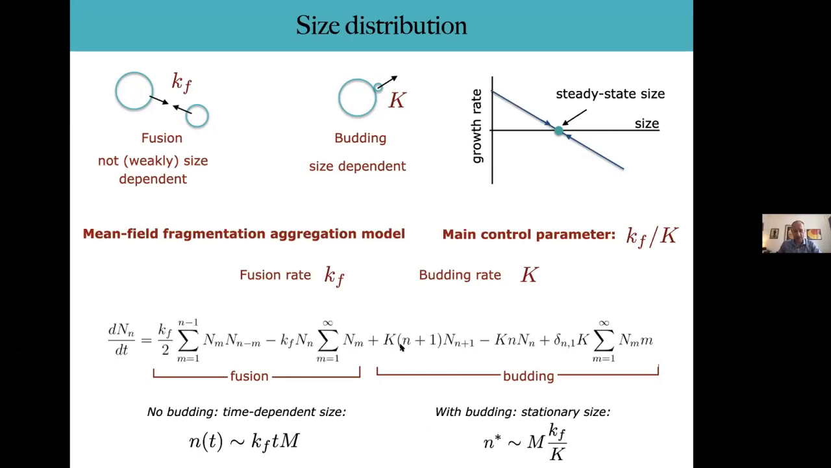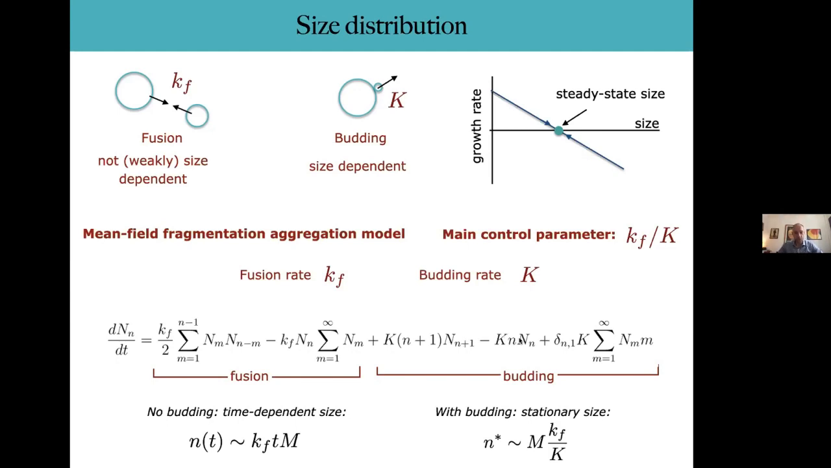And it makes sense to think that the budding rate should be proportional to the size of the compartment, because if I have a bigger compartment, I can have more vesicle coat forming and I will have more budding. So this is what this term here is saying. You've got a budding rate times the size of the compartments times the number of compartments of size n plus 1. And then, of course, if a compartment of size n buds, then it becomes a compartment of size n minus 1. So you've lost it, and so there is a minus sign with the same kind of term.